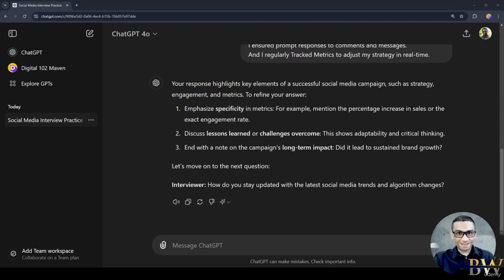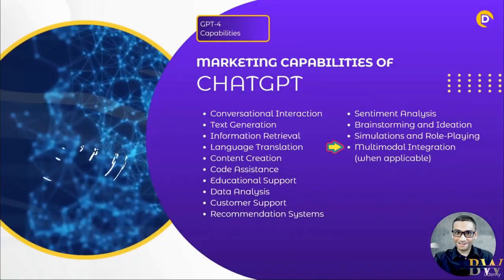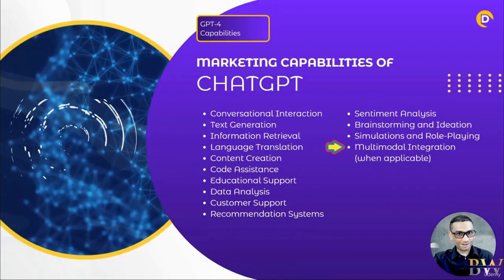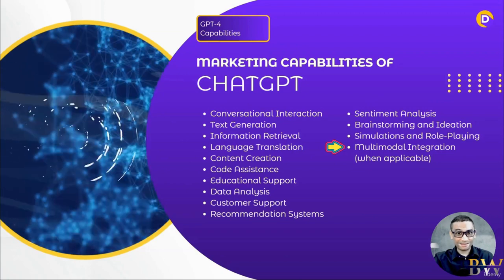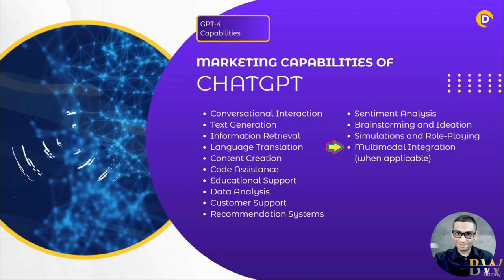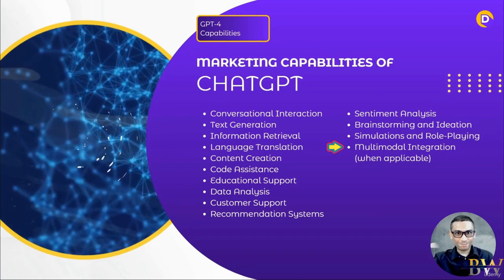Now let's look at ChatGPT's multimodal capabilities. The model can combine text with other formats such as images to provide more comprehensive responses. This means that it can enhance explanations with visual aids. Let's see how that might work.